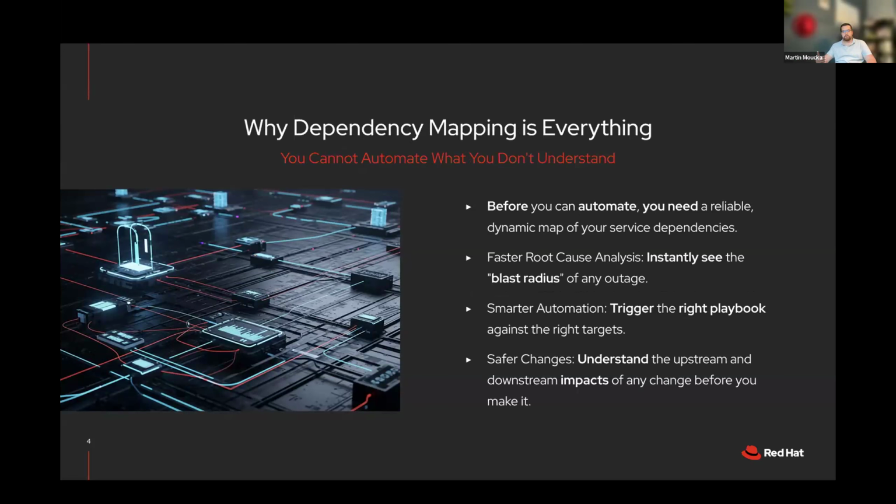Dependency mapping is there to connect everything, instantly understand and see the blast radius if there is an outage, so you can have fast or automated root cause analysis nowadays with AI agents. With the context that you provide to the AI agent, it can pretty much automate the root cause analysis. You can have smarter automation where you are really hitting the right playbook for the right target, and you get automated remediation in no time.